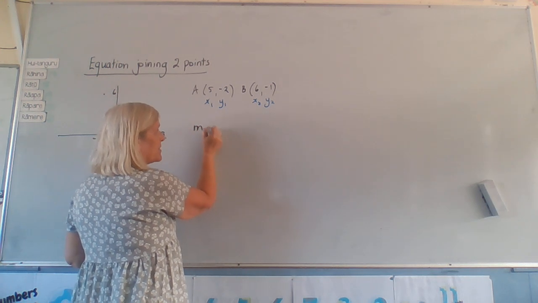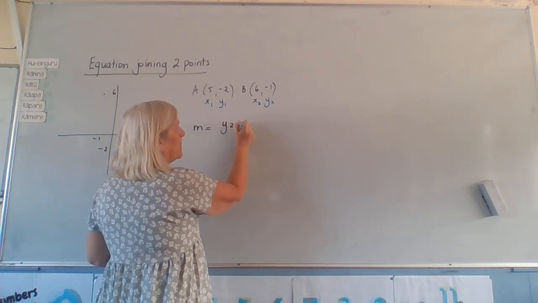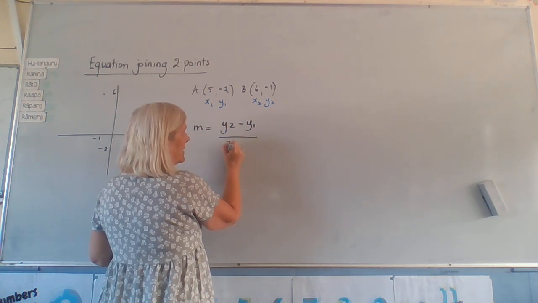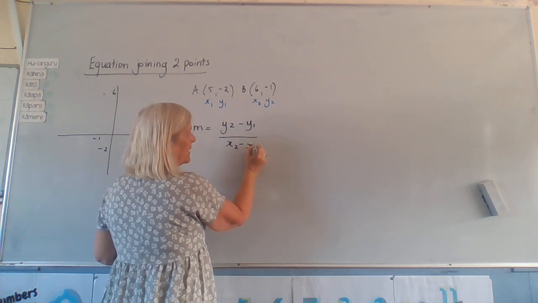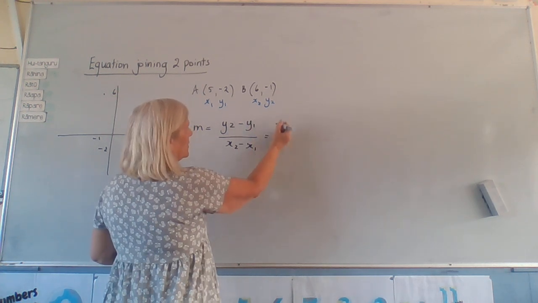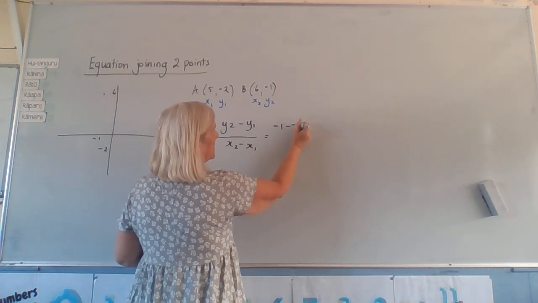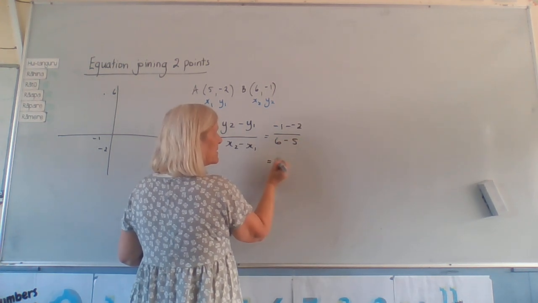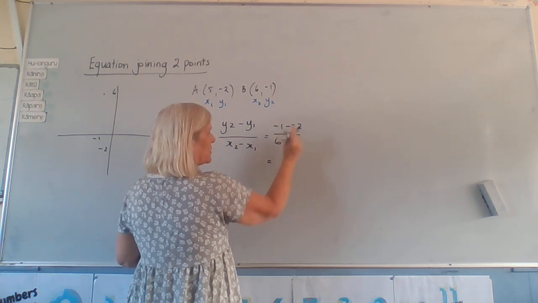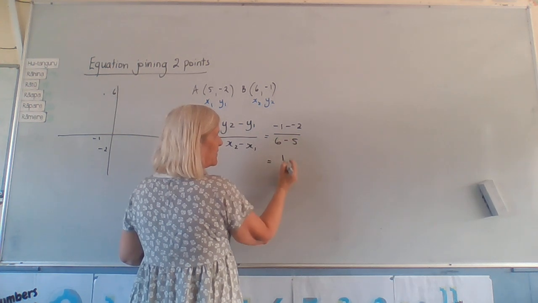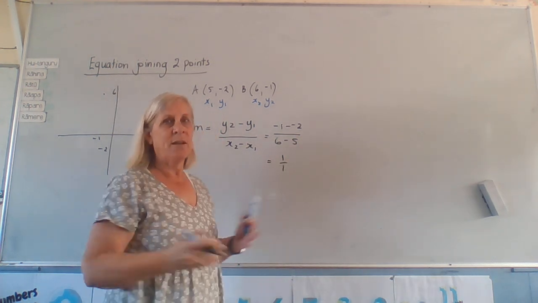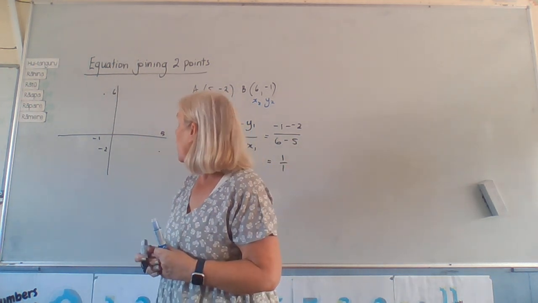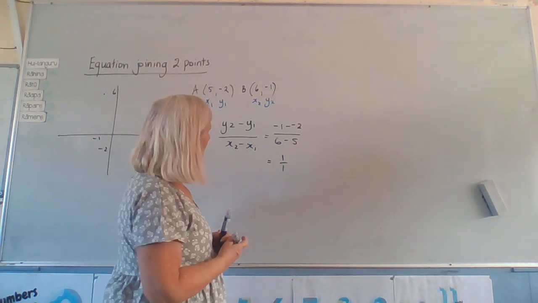So m equals, we know what it is, y2 minus y1 over x2 minus x1 equals, so -1 take away -2 over 6 take away 5 is 1 plus -1 plus 2 is 1, 6 minus 5 is 1. The gradient of this line, by fluke, is -1. Where's my negative?